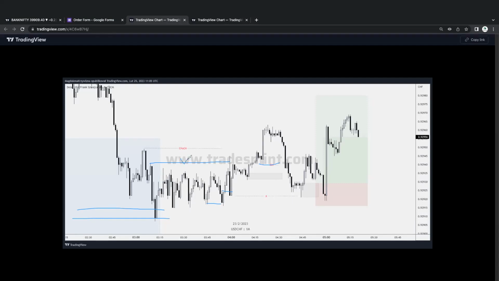So the CHoCH is here because the first pullback is here. These are equal lows. This is a valid pullback here. CHoCH and buy here, because this previous candle low took out the liquidity.